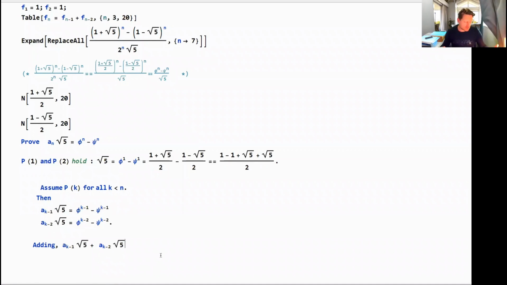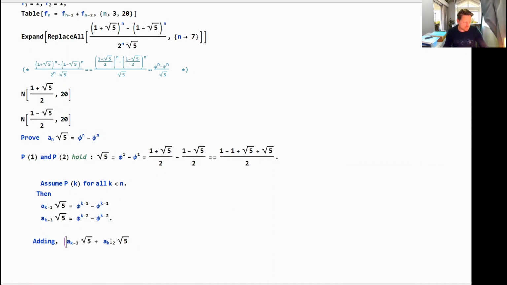All right, and you can see that you can just factorize out the root 5. So let's just do that here. I'll get rid of that root 5 there. Okay, so that's the left-hand side of the sum factorized. Now on the right-hand side, we have this one plus this one here.